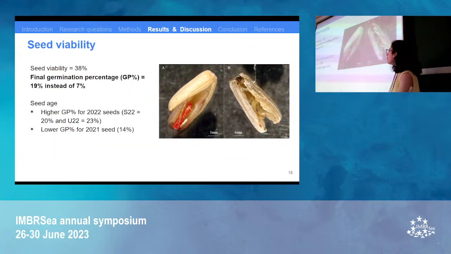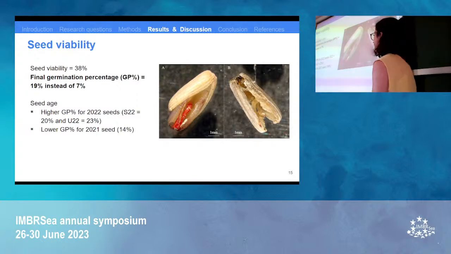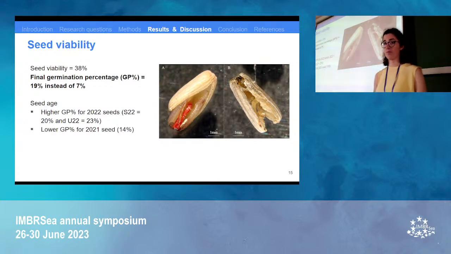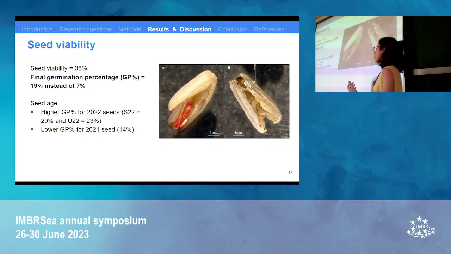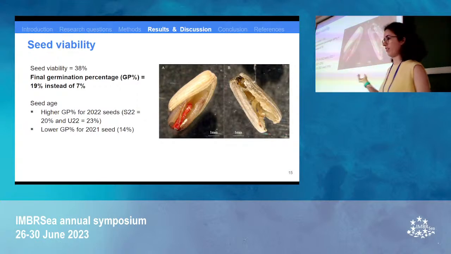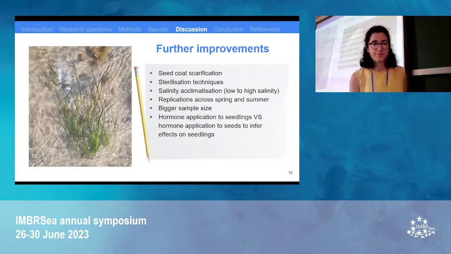All right, so as for seed viability, only 38% of the seeds were proven viable by the TTC assay, but if we do calculate then the final germination percentage only on the viable seeds and not on the total seeds, we have a 19%, which is a bit higher. And then also the viability assessment confirmed the idea that younger seeds are more viable, as we can see here, that the 2022 seeds had higher viability percentages than the 2021 ones.